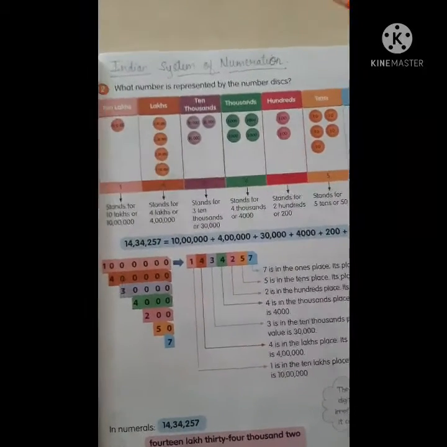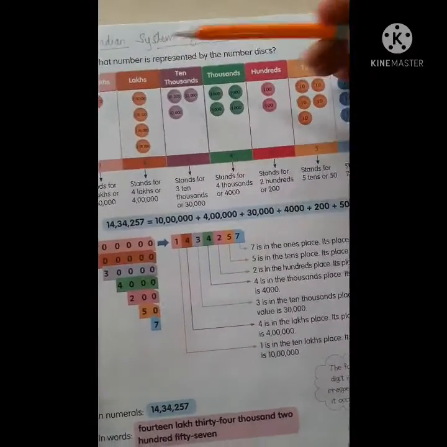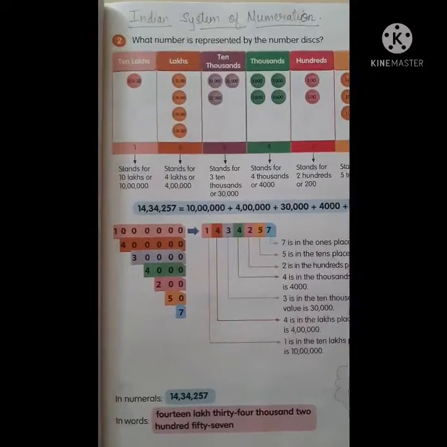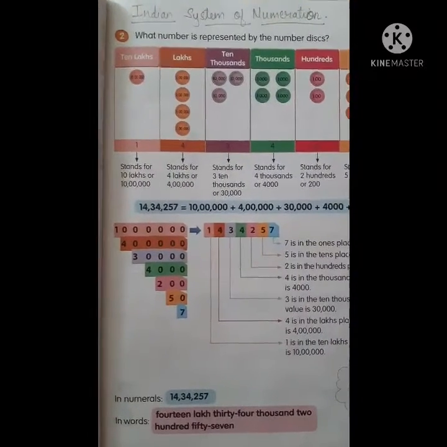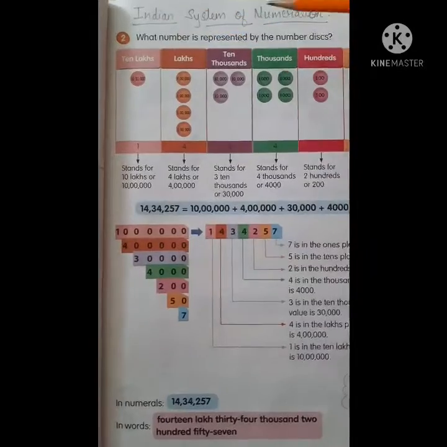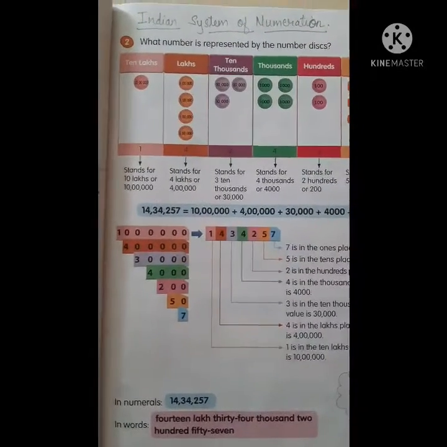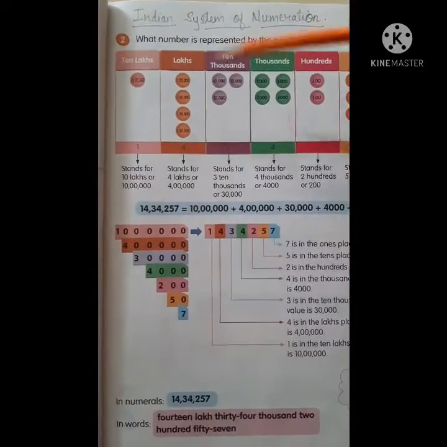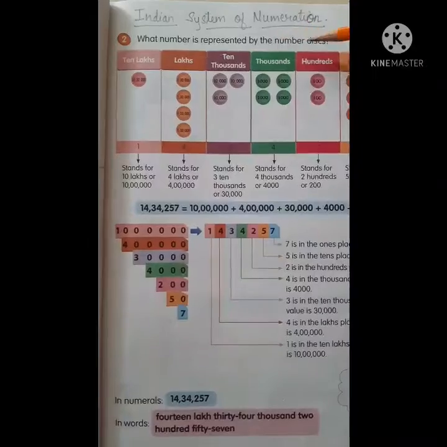This I have already explained. Again, let us see what the Indian system of numeration is. There are two types of numeration, the Indian and the international system of numeration. So first we will see the Indian system of numeration. Let us see what is in this. See what number is represented by the number dice.